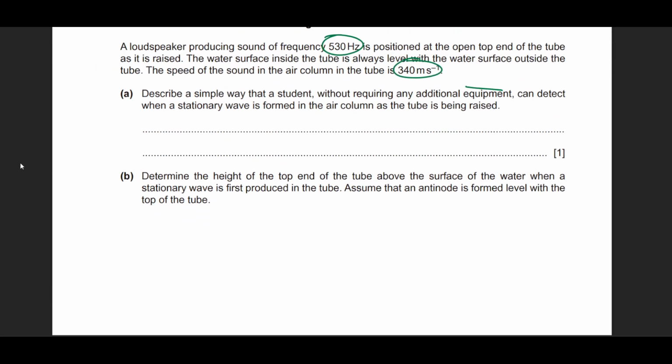So he says without any additional equipment, so what the student must do, he must observe and hear a loud sound, as opposed to at other locations when the tube column was being raised.